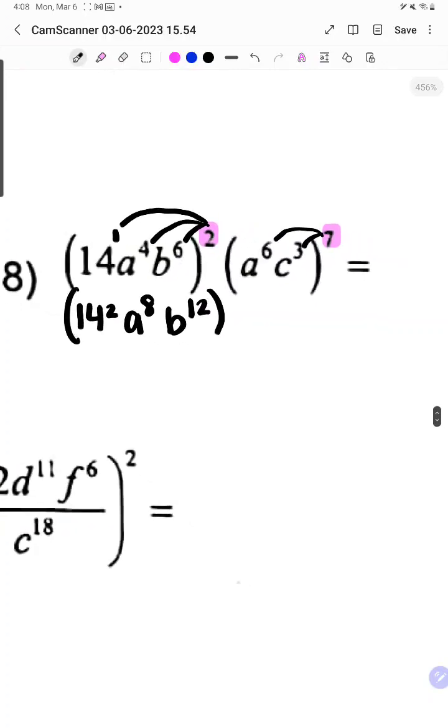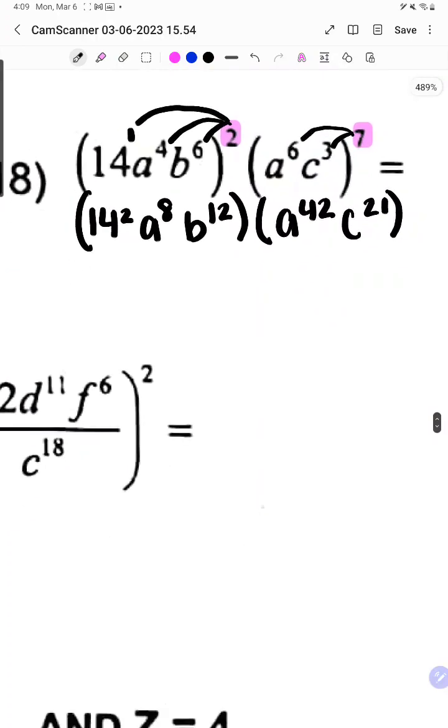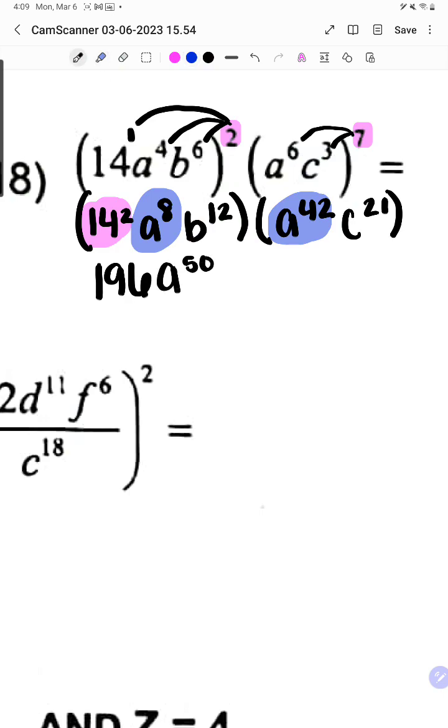Then we'll have a to the 42nd and c to the 21st. Now what we're going to do is multiply like terms. So 14 squared is going to be 196. Then this a to the 8th right here is going to multiply with a to the 42nd. Now when we multiply 2 things that have like bases, we add their exponents. So this will end up being a to the 50th. Then we'll just have that b to the 12th carry down and the c to the 21st carry down.